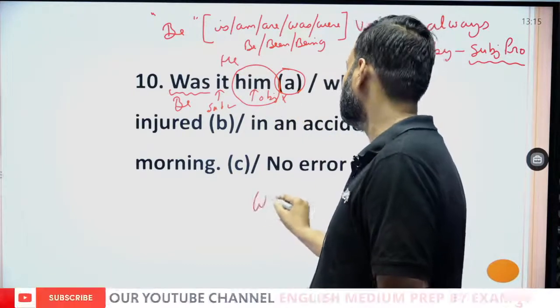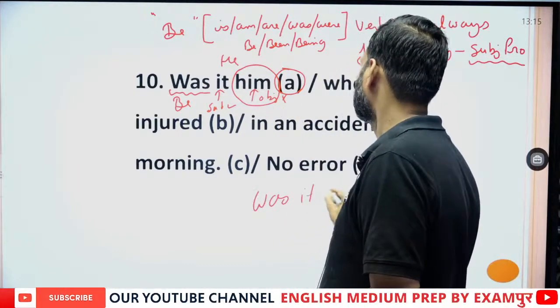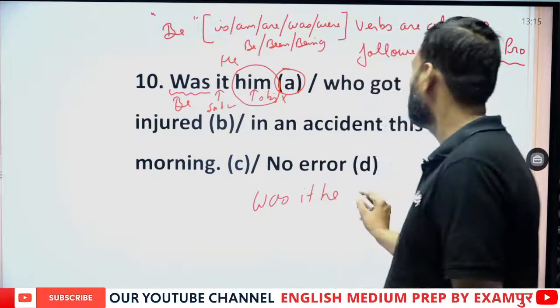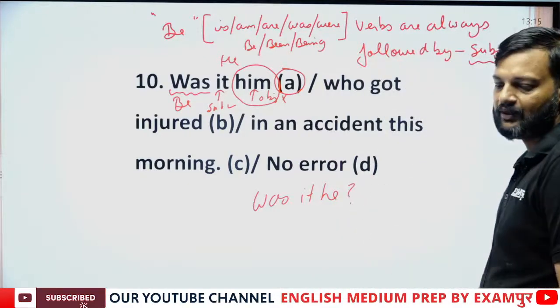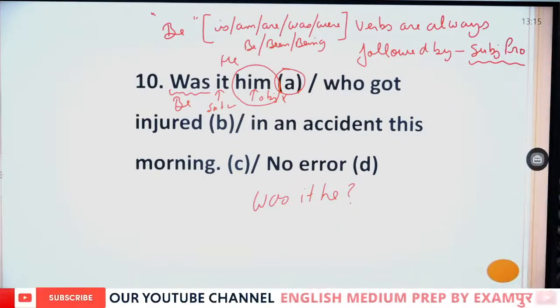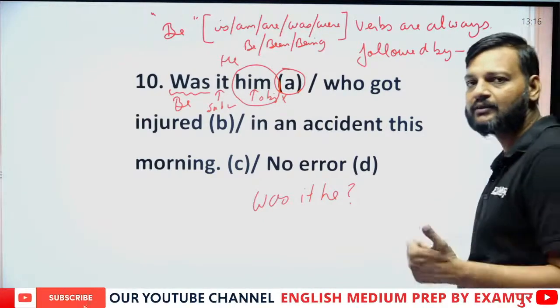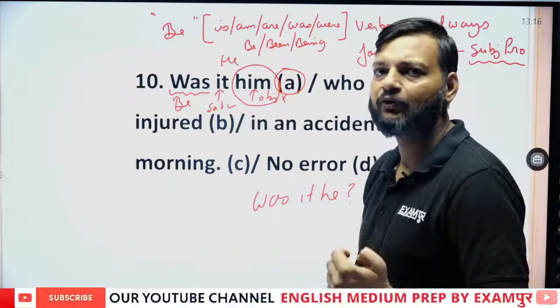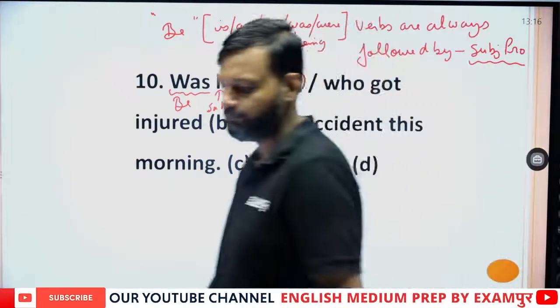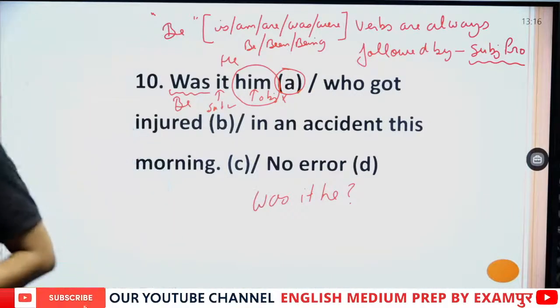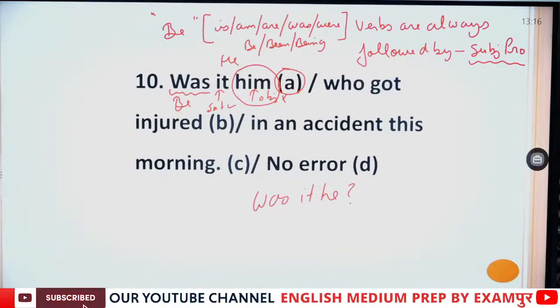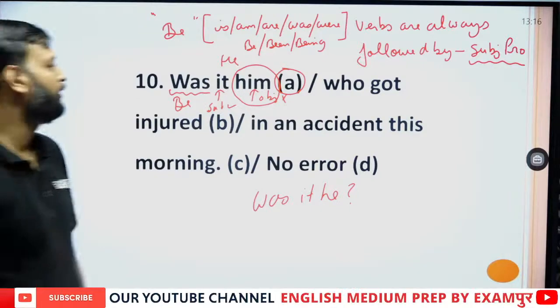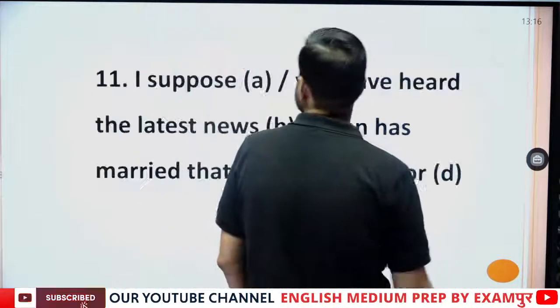So the sentence would be: was it he. ठीक है, was it he would be the correct sentence, because a be verb is always followed by a subjective pronoun. Okay, hope you got the answer. Now let's see the next question.